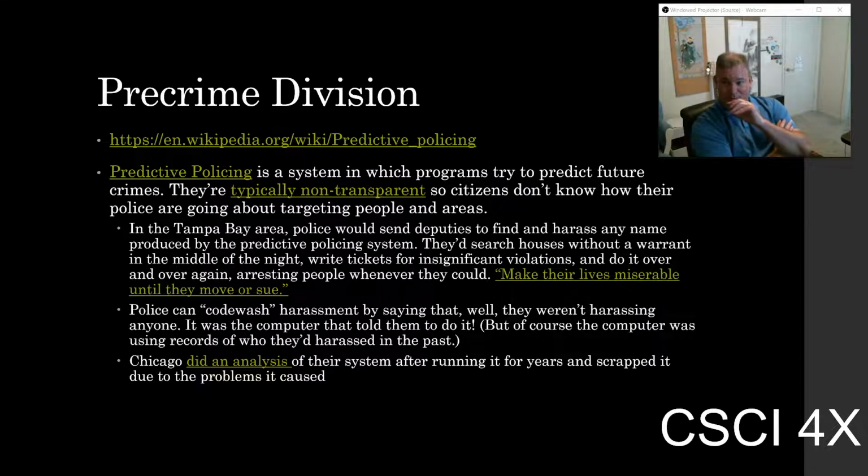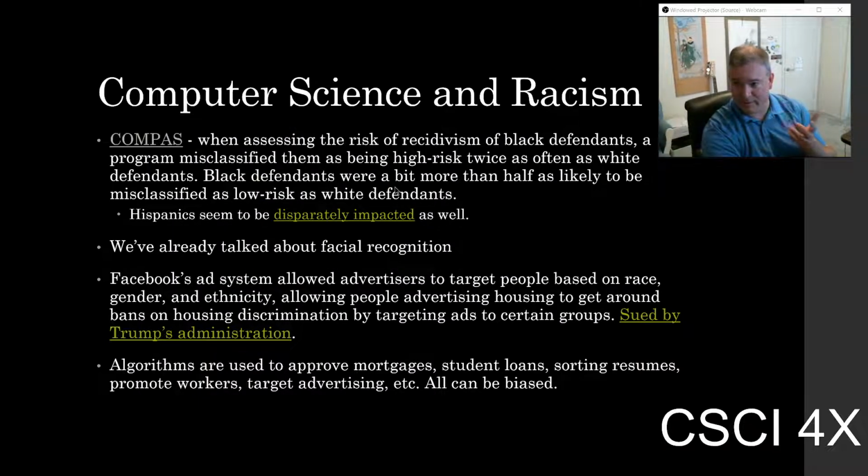We just talked about predictive policing, talked about asset forfeiture, and we talked about Compass, this program that is used to assess people as being at high risk or low risk of recidivism.